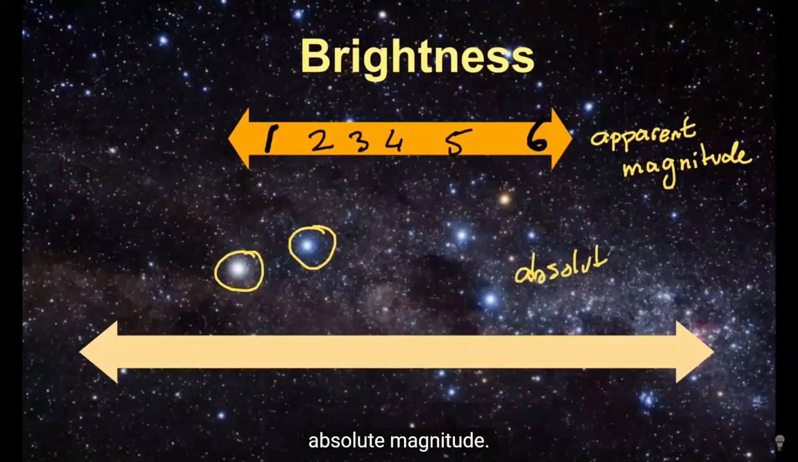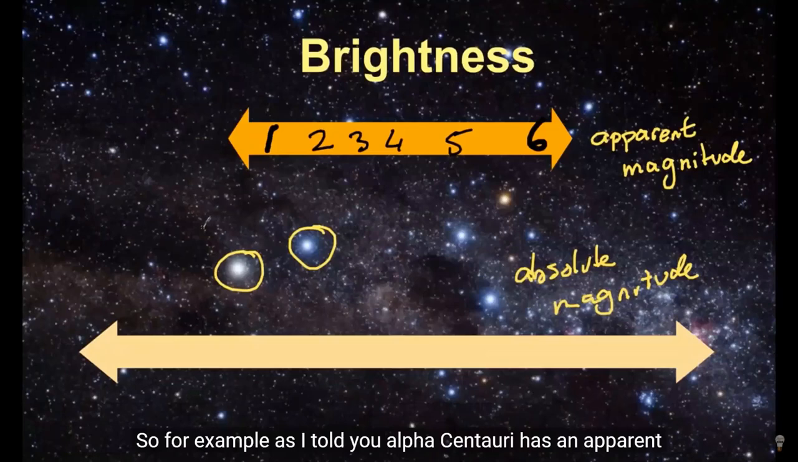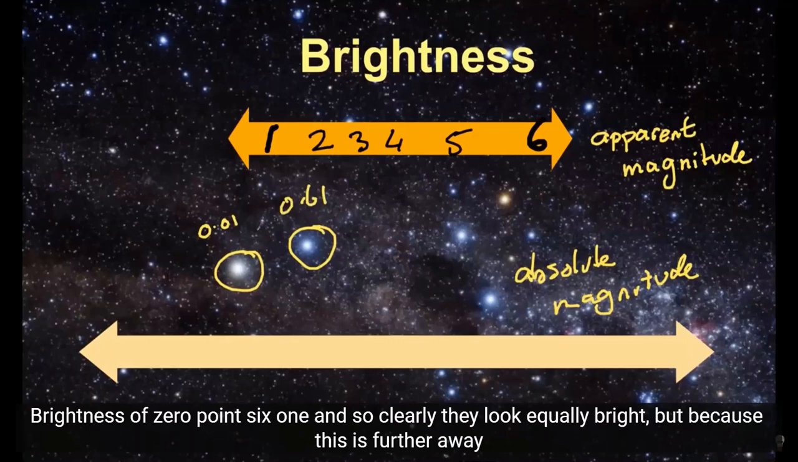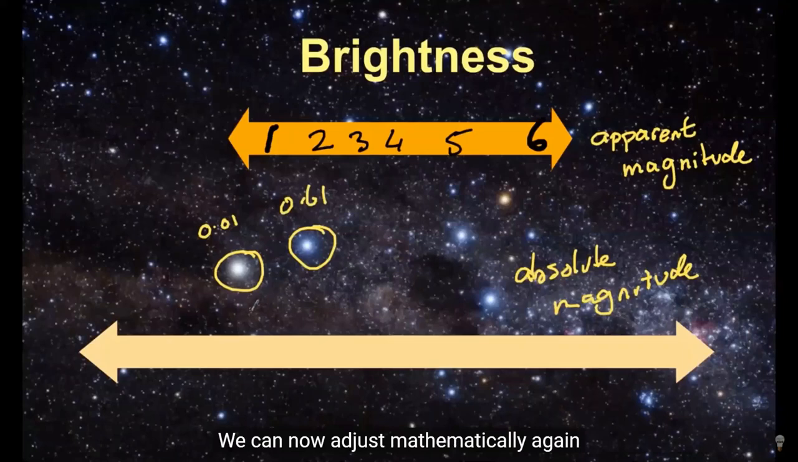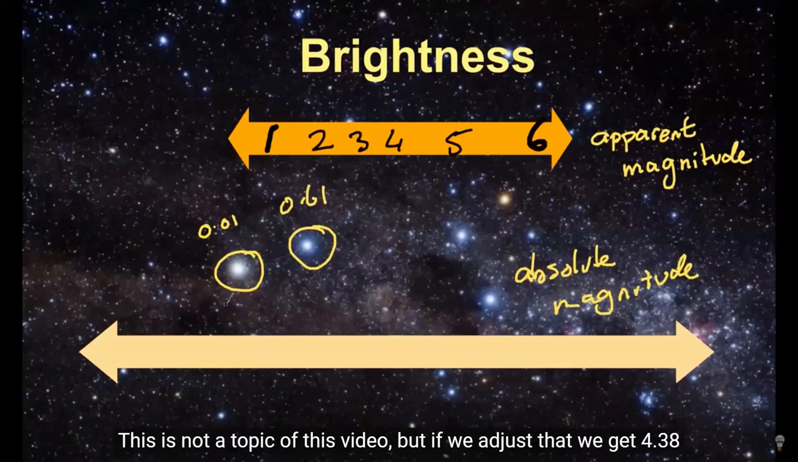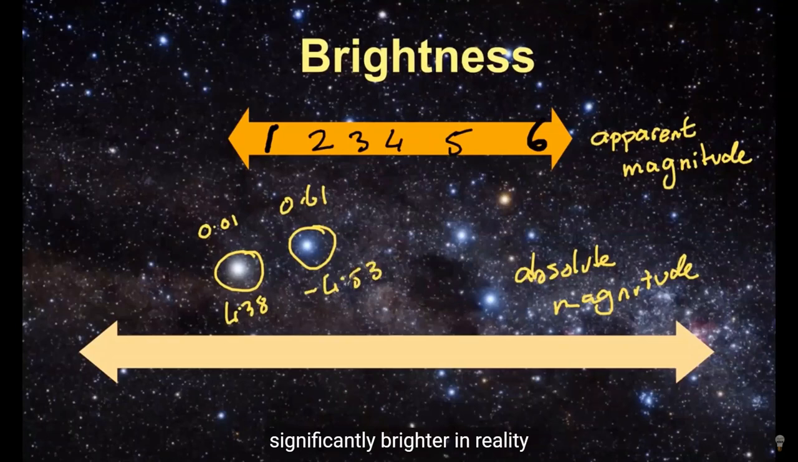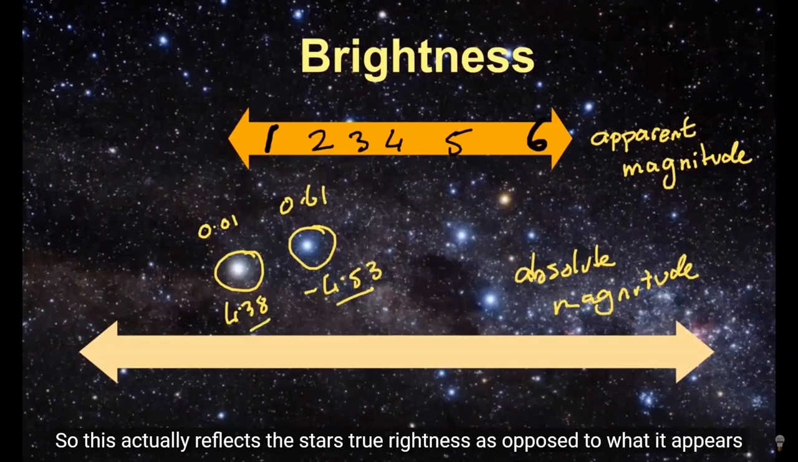So, for example, as I told you, Alpha Centauri has an apparent brightness of 0.01, and Beta Centauri has an apparent brightness of 0.61, and so clearly they look equally bright, but because this one is further away, we can now adjust mathematically. Again, this is not a topic of this video, but if we adjust that, we get 4.38 for the absolute magnitude for Alpha Centauri, but negative 4.53 for this one. So this is significantly brighter in reality. This actually reflects the star's true brightness as opposed to what it appears. So that's brightness for you.